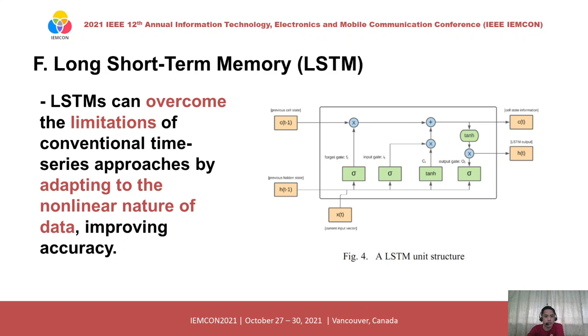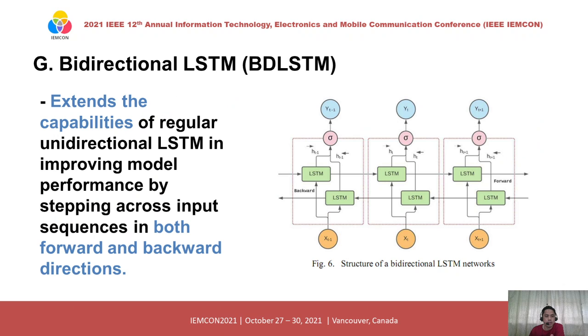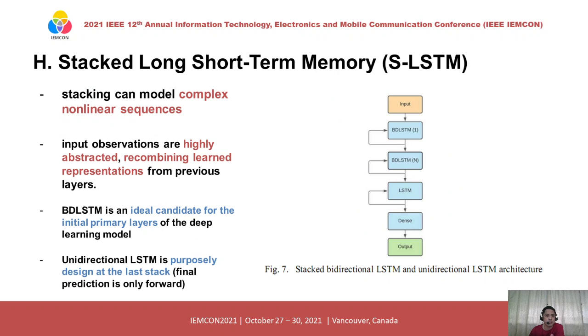We also use long short-term memory because LSTMs can overcome the limitations of conventional time series approaches by adapting to the nonlinear nature of data. It improves accuracy. It's a deep learning model. We also utilize the bidirectional LSTM, an extended version of a regular or unidirectional LSTM. It is known to improve model performance as it reads input sequences in both forward and backward directions.